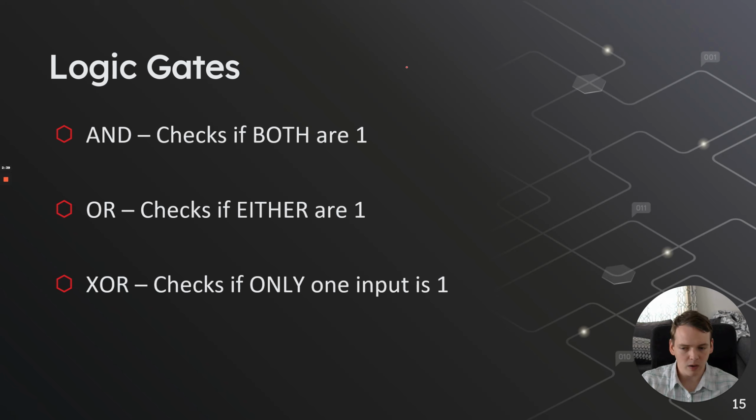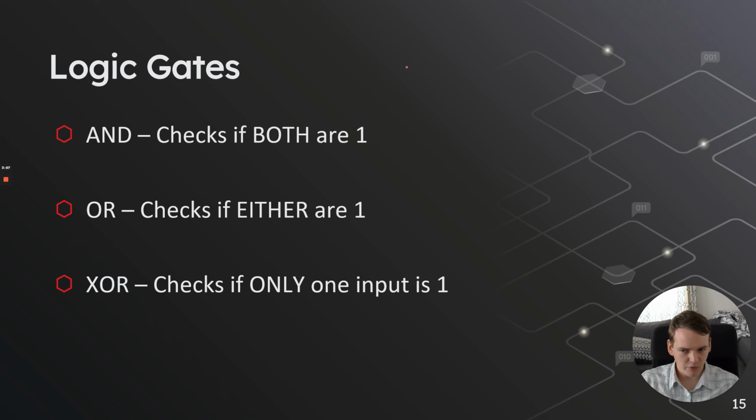An XOR, or exclusive OR gate, checks if there's only one 1 coming in. So if both are 1, or if neither are 1, then this would say that's bad. But if the first one's 1 and the second one's 0, that's good. If the first one is 0 and the second one is 1, that's also good. And when we look at the tables, I think these will be clearer.